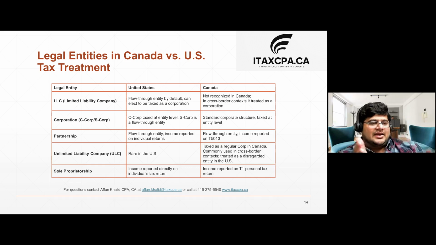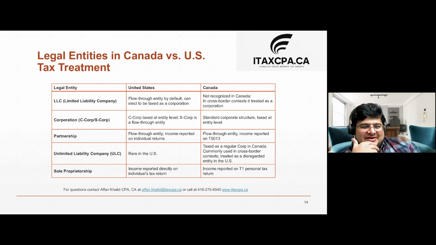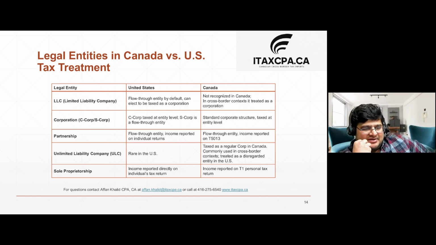Okay, this slide, based on my experience, I know in the US you have so many types of entities, and then those entities can again file an election to be treated as something else, whereas in Canada it's very, very simple. You are a corporation or a partnership or a trust or an individual, but we don't have a lot of variations. So I thought it would be a good idea to show some comparison between the entities in the US and in Canada, and how they are viewed from a Canadian tax perspective. Okay, so I'll try to explain that in easy language here.